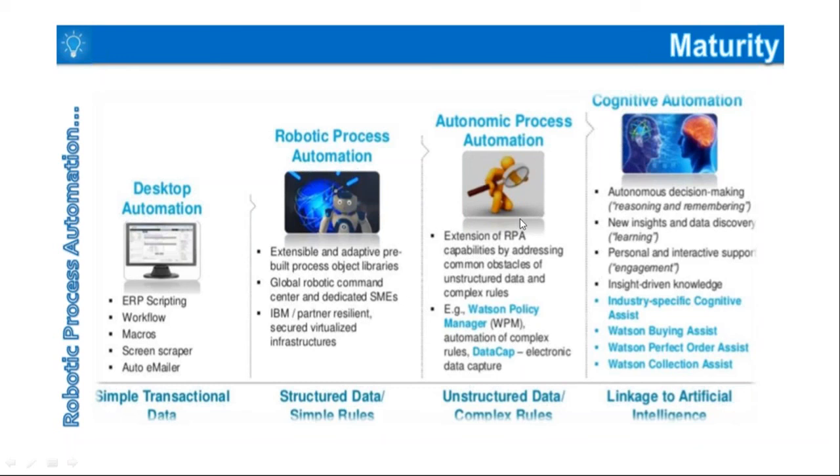The next level of the automation process is called autonomic process automation. Here we deal with unstructured data or complex rule-based information. Unstructured means, for example, that we read data from a PDF file and want to perform complex rule-based tasks. This is the next level of automation, though we will completely focus on robotic process automation. So the next one is to continue.